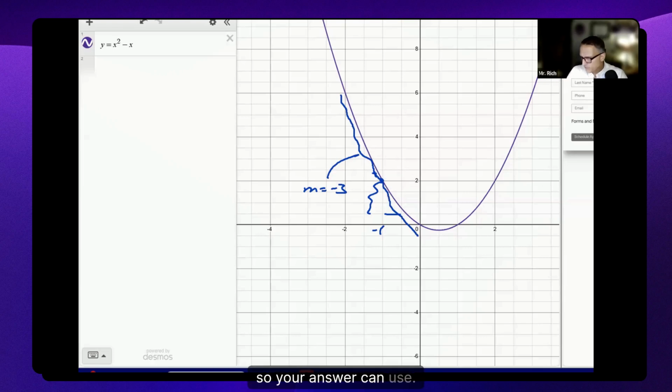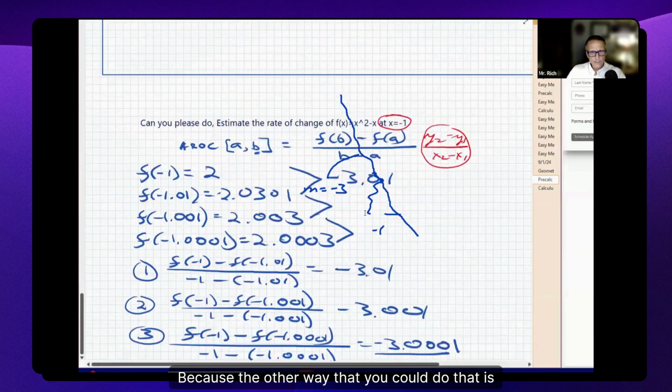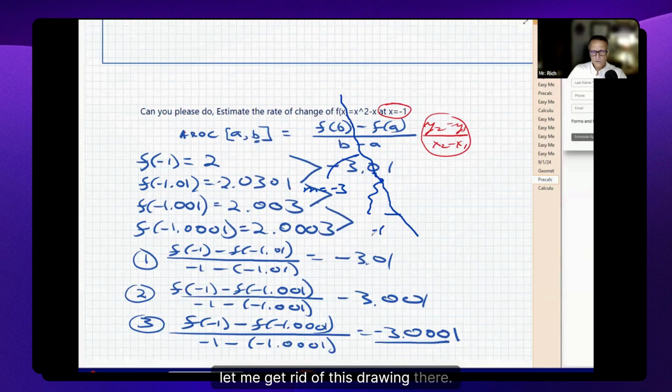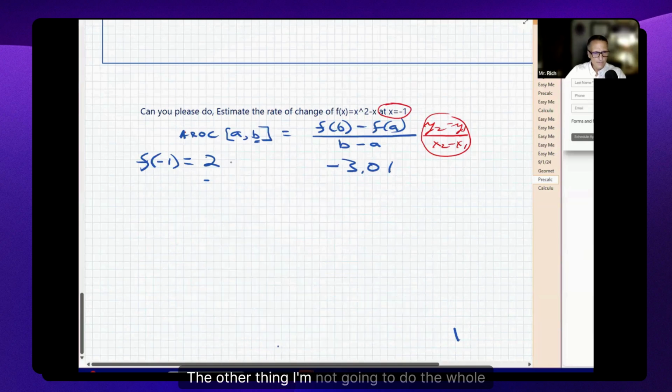Yeah, so you could use 0.999. It doesn't matter. I'll show you why the answer key would show that. The other way that you could do that is, let me get rid of this drawing there. What you could do instead, I'm going to go ahead and erase all this.